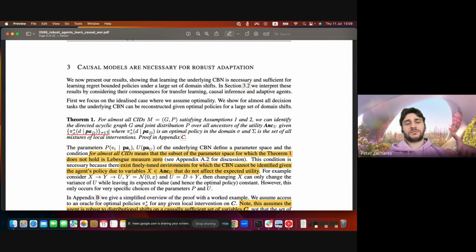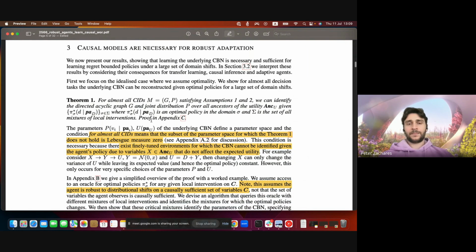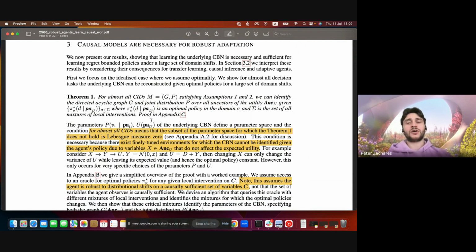Which means that if you have a set of policies which are sufficiently robust interventions, in this case all of them, so completely robust interventions, you can fully recover the causal influence diagram, which I think is actually a really cool result. So you can recover the causal model of the world just from those policies, even though a policy is just saying, give me the value of X, I'll tell you what to do. It doesn't say anything about any of the other variables.